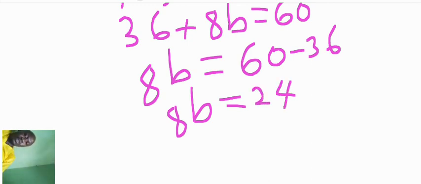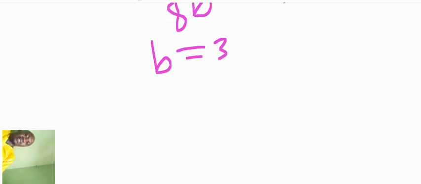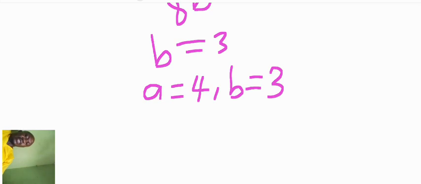So in order to get the value for b, I have to multiply both sides of the equation by the multiplicative inverse of what? 8. And that is 1/8. And if I do that, at the left hand side, I'll have b to be equal to, at the right hand side, I'll have 3 as my answer. Therefore, the value for a is equal to 4, and the value for b is equal to 3. The last step says we should check the solution. Please do this one on your own and confirm the answer for yourself.